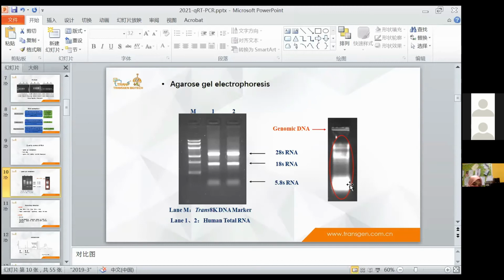Next question, why is the integrity of my RNA negative when checked on Nanogel?